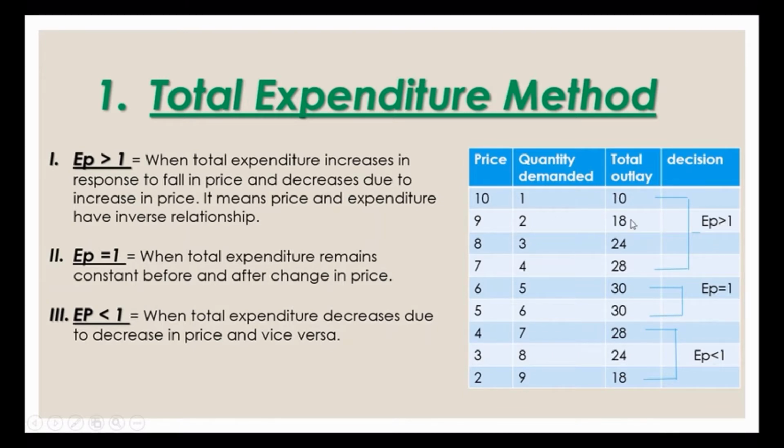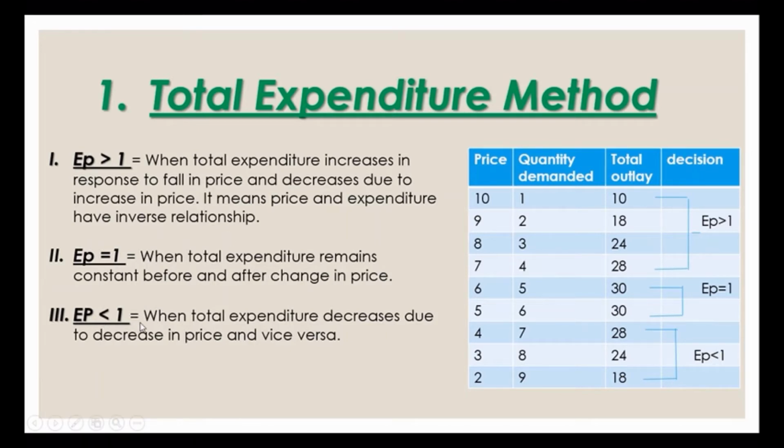This table shows that the first 4 units of the quantity demanded of a particular commodity show the inverse relationship between price and total expenditure. The second one is unitary elastic demand, and it occurs when total expenditure remains constant before and after a change in price. Here in this table, on the 5th and 6th unit, the price changes but the total expenditure remains constant. So it refers to unitary elastic demand.